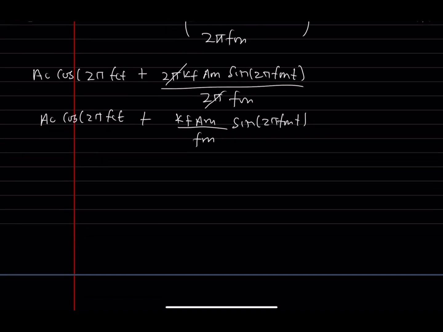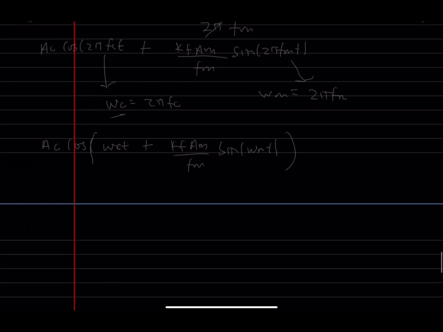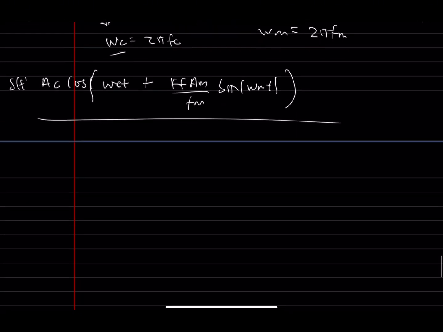Let's simplify it. Now we are aware that ω_c is equal to 2π f_c, therefore we can replace this by this. ω_m is equal to 2π f_m, therefore we can replace this by this. So when we write it, we get A_C cos[ω_c t + (k_f A_m / f_m) sin ω_m t]. So this is basically a simplification of this, which is s(t) equal to this.